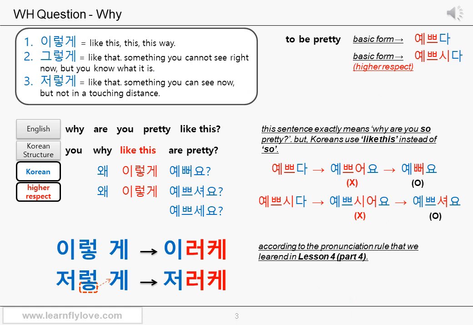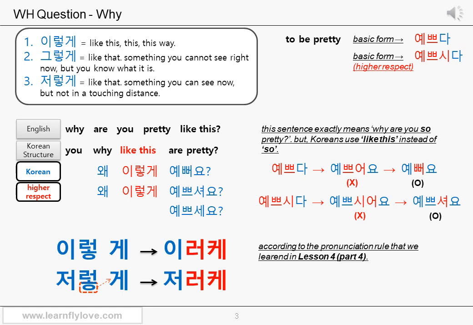Let's learn the sentence we saw in the previous page. It looks like a funny sentence. Why are you so pretty? Because if we learn this sentence, we can say, why are you so angry? Or why are you so serious and stuff. Let's see the English sentence first. Why are you pretty like this?